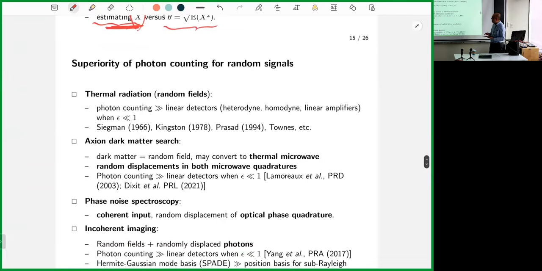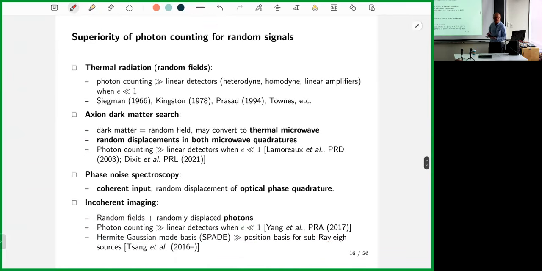I'll give you more examples of similar problems where photon counting is much superior to homodyne or heterodyne, so that you'll be a bit more convinced that this is a similar effect. First of all, detection of thermal radiation. Imagine that you're doing astronomy, you're measuring some light from some stars.